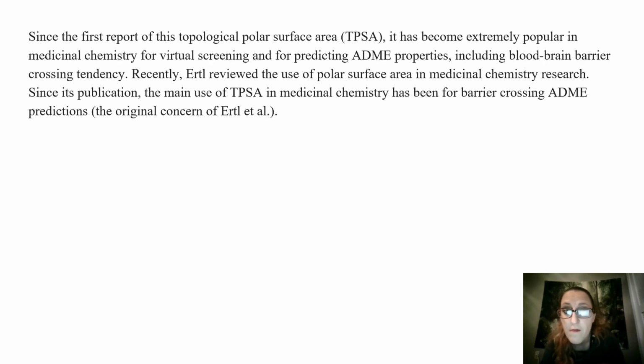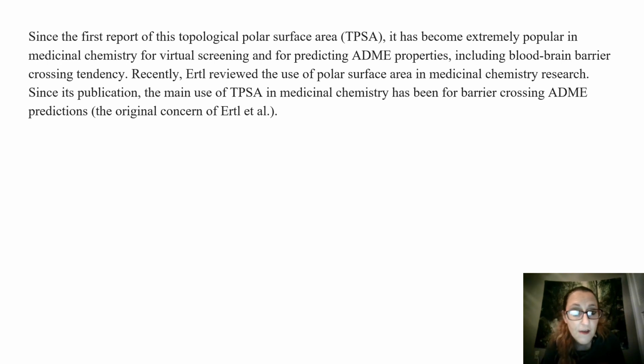Since the first report of this topological polar surface area, TPSA, it has become extremely popular in medicinal chemistry for virtual screening and for predicting ADME properties, including blood-brain barrier crossing tendency. Recently, Ertl reviewed the use of polar surface area in medicinal chemistry research.